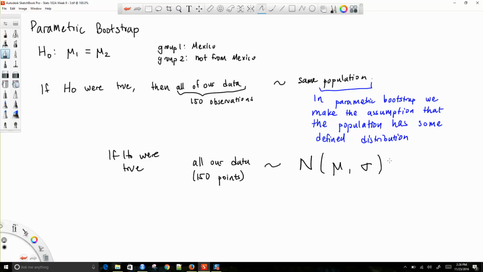But there are still risks in making this kind of assumption, right? And if you said it's coming from, I don't know, a chi-squared distribution and that was way off, then of course your answers will be way off also.